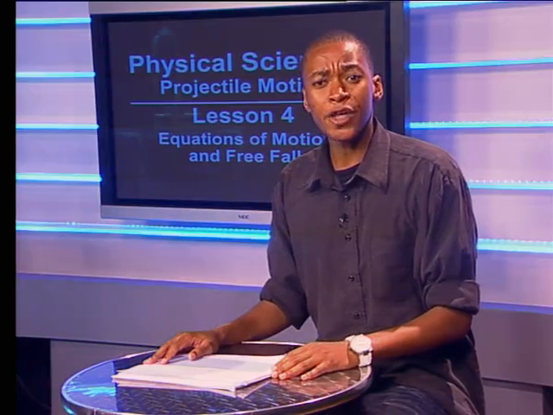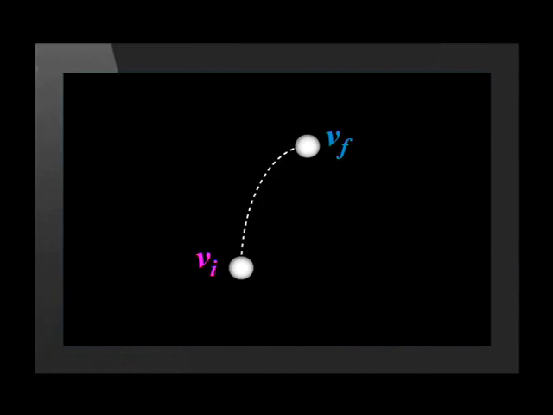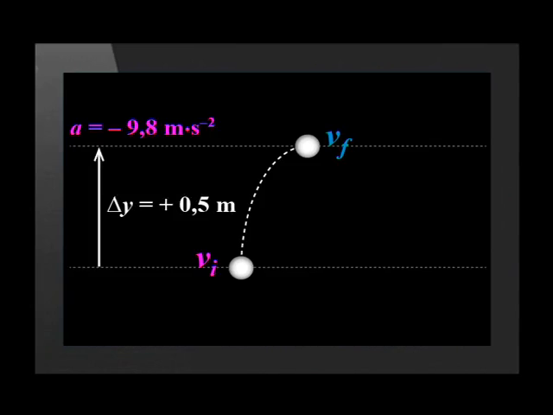Scie, please can you help us further with this calculation? Acceleration of the ball is negative 9.8 meters per second squared. And the change in position between the point we measured, the initial velocity, and the top of the ruler, 50 centimeters, which is 0.5 meters up. Now let's calculate the final velocity of the ball at the top of its motion.